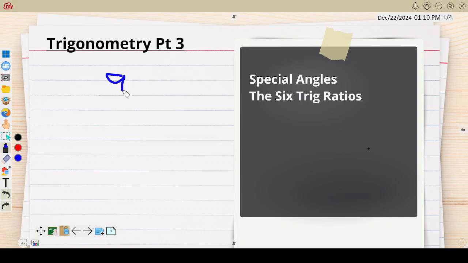So just a quick recap. The special angles: we have the 90-degree angle, the 60-degree angle, 45, 30 and 0. These are our special angles.